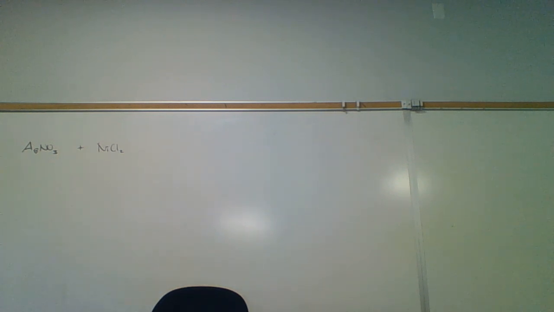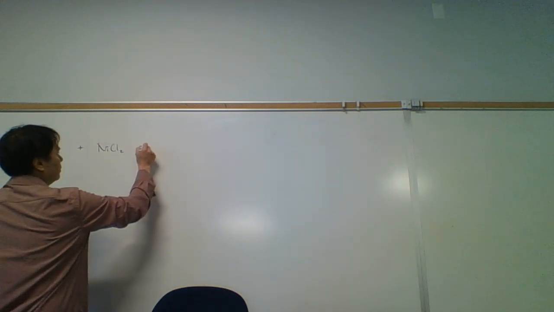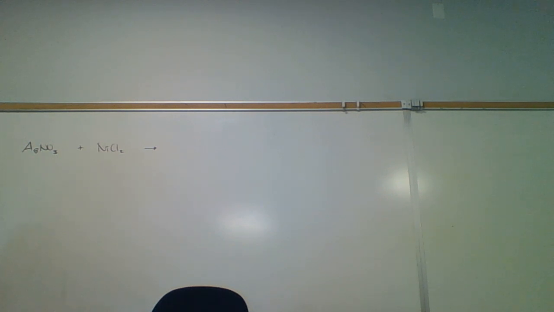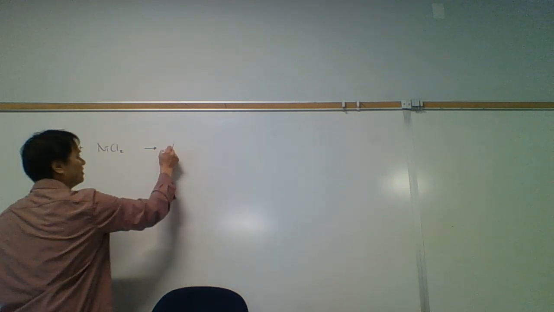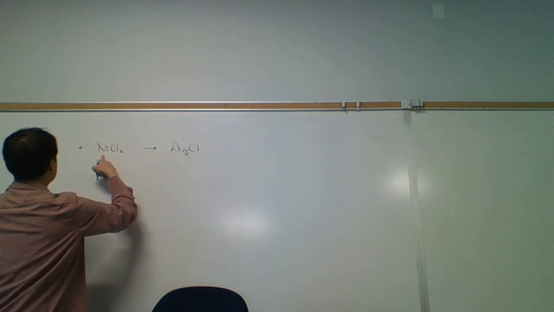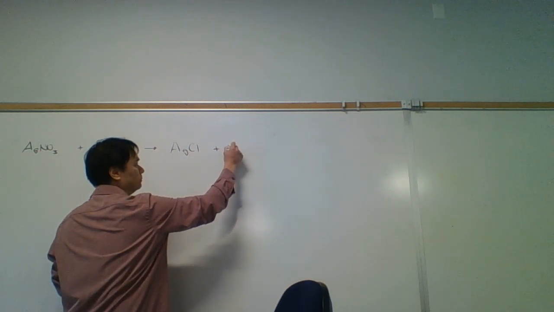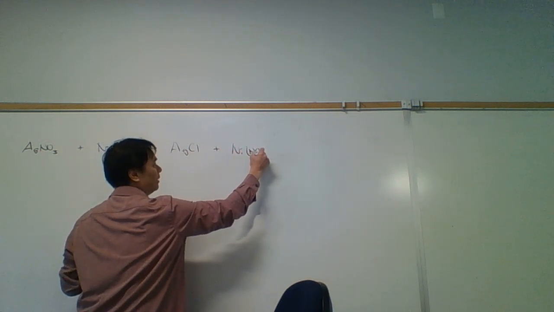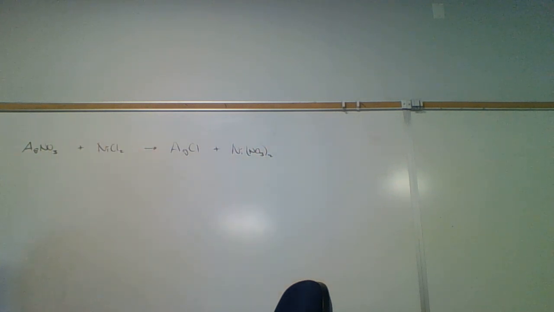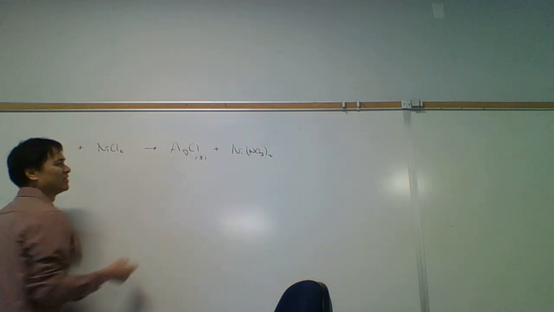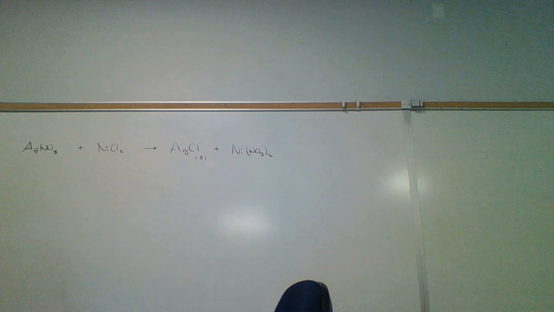Double replacement. And so we're going to get silver chloride. So what's the formula for silver chloride? AgCl, silver chloride, and nickel 2 nitrate. What's the formula for nickel 2 nitrate? Ni(NO3)2. Good. All right, then we know that chlorides with silver are insoluble, so that's going to precipitate. Now, nitrates with anything are soluble. So the driving force for this is precipitation.